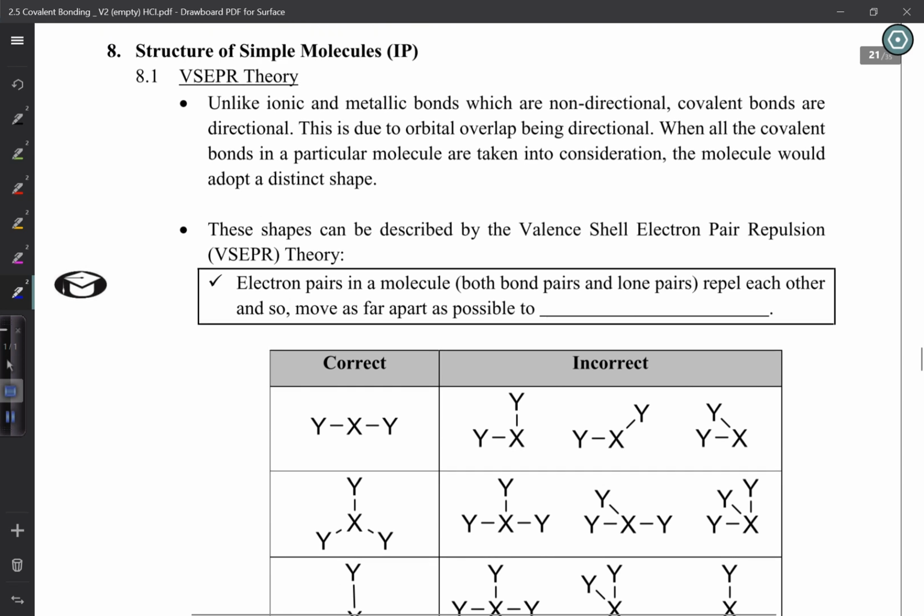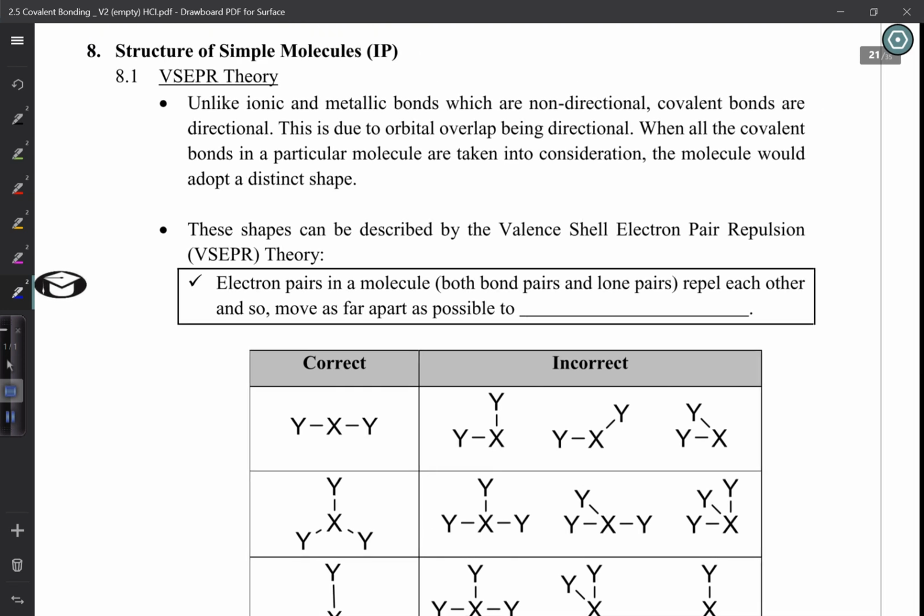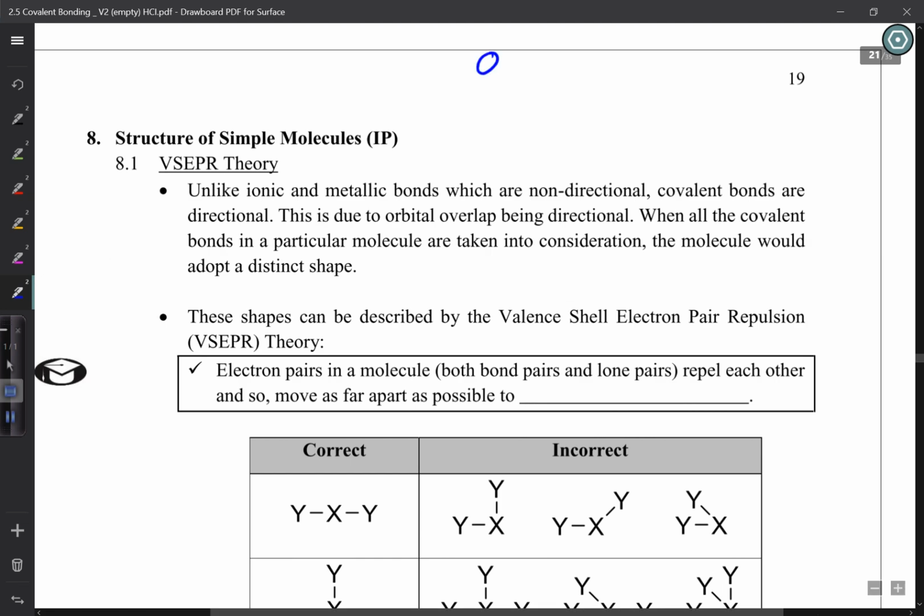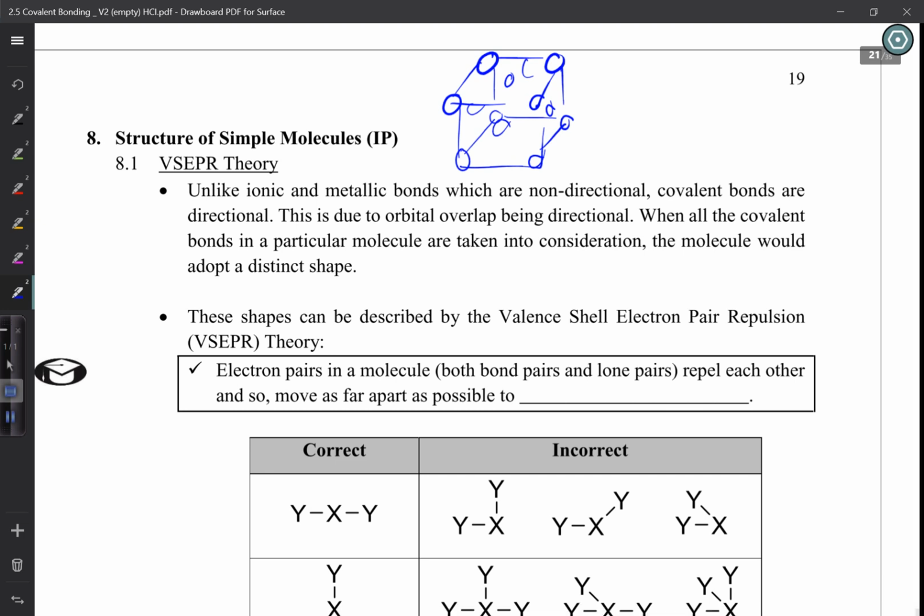Okay, let's go with the VSEPR theory. VSEPR theory stands for valence shell electron pair repulsion theory. Previously we learned about ionic and metallic bonds, right? For ionic bonds, for example NaCl, you adopt this kind of structure, correct? That's quite boring because most of them that you have seen are in a cube, so there's nothing interesting about it.